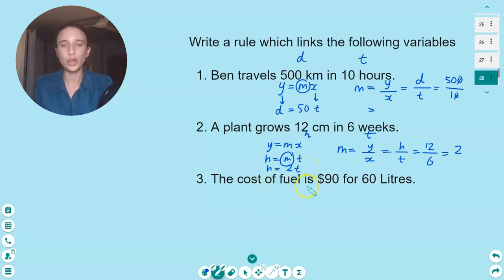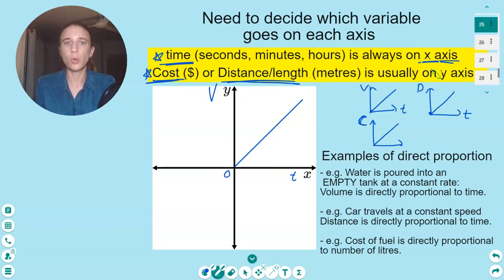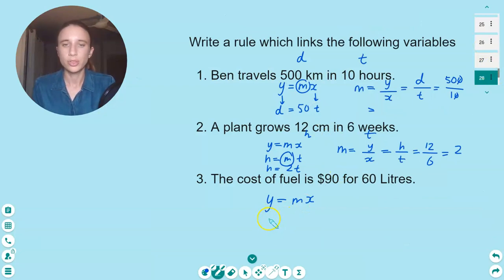And last question, the cost of fuel is $90 for 60 liters. Direct proportion, y equals mx. Now let's think of our variables. Cost is usually on the y-axis. So the other thing must be our volume, 60 liters. So I'm just going to say C and V. C equals MV. And I need to replace M in that equation.